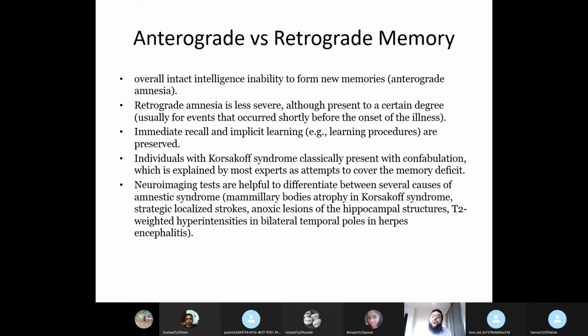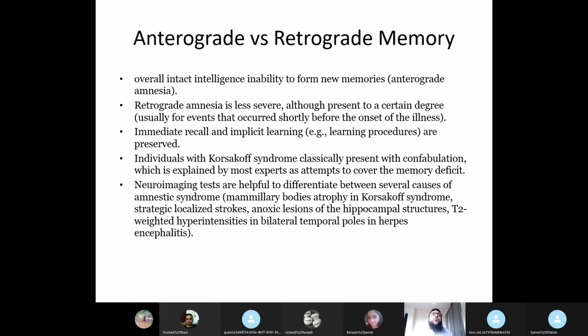Okay, anterograde and retrograde memory. Thank you, sir. You're welcome. So retrograde amnesia is kind of less severe, and anterograde is more. But when you try, retrograde is, what did you eat in breakfast?